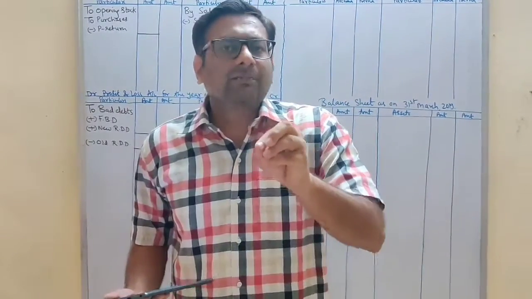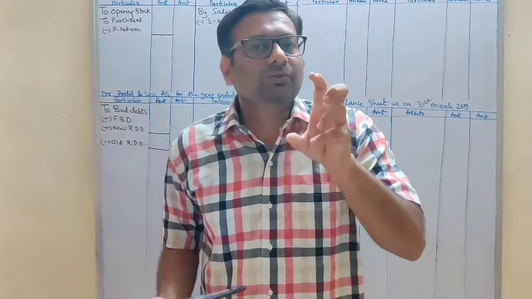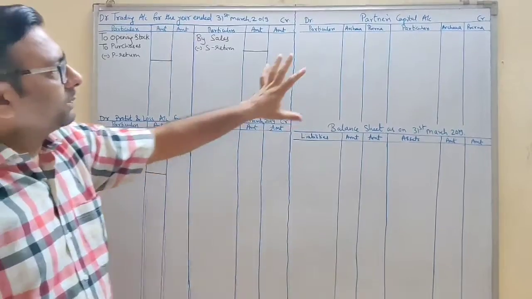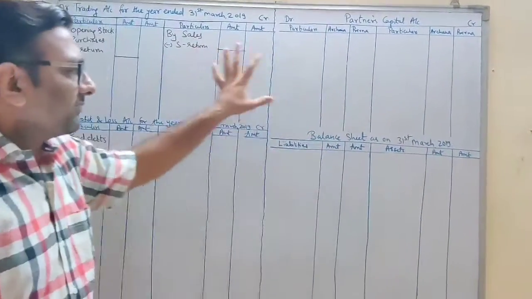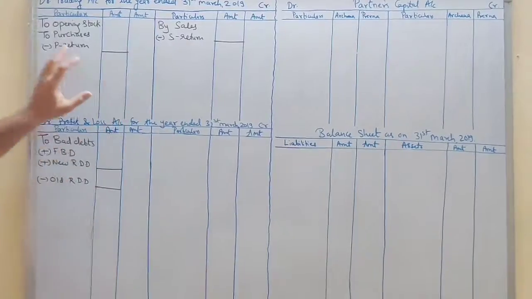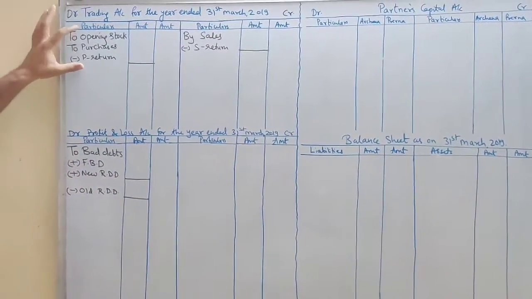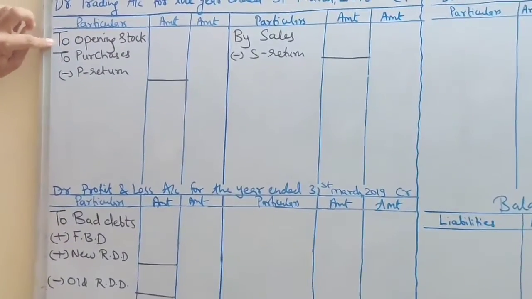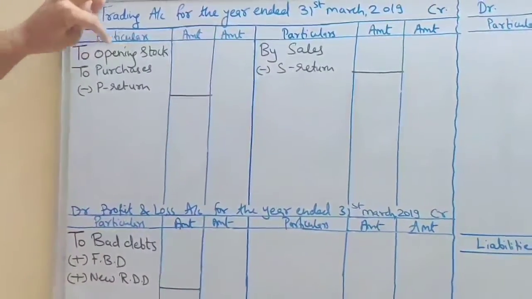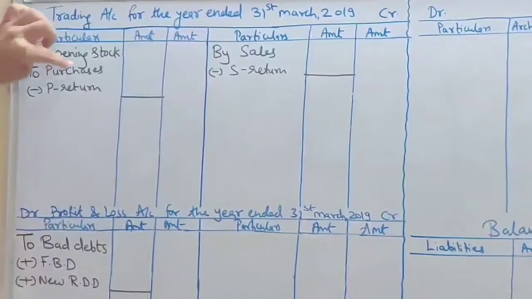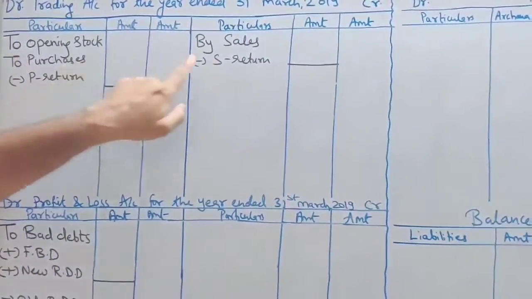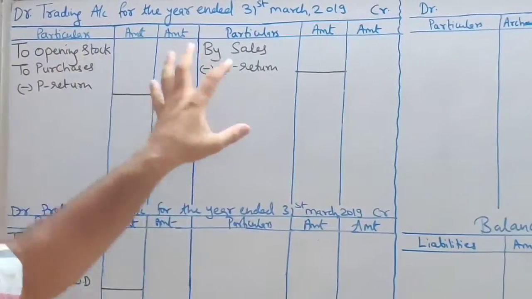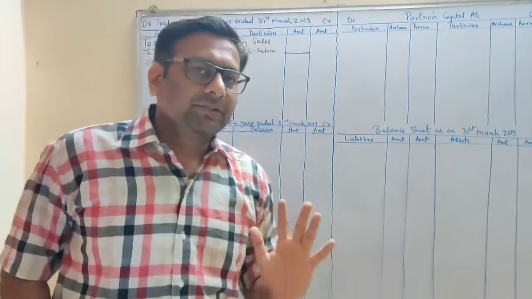Now the other important thing which you have to consider in your mind. You have to make the format of trading account, P&L account, partners capital and balance sheet. After making the format, you have to write these things before starting your sum. In the very first line of trading account, you have to write To opening stock, then you write To purchases less purchase return. On the credit side, By sales less sales return. You have to write this before starting your answer. Okay?